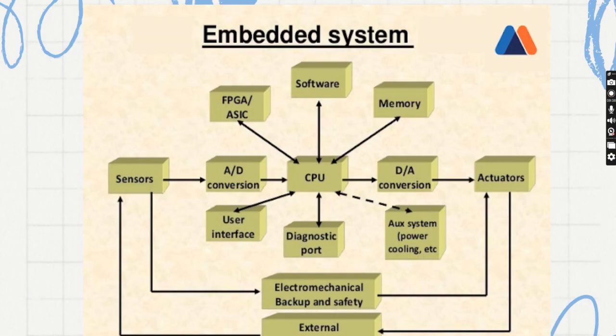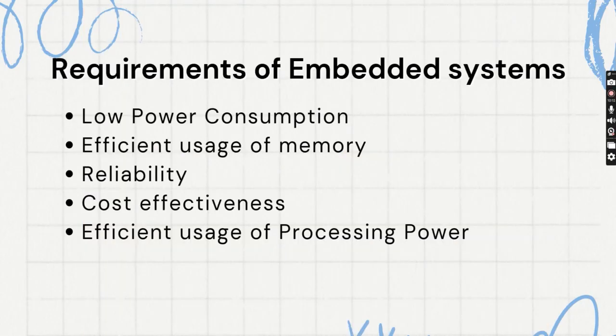And the most important part is the software. Software is used to control the embedded system, and it is used to program the embedded system according to our need. And the further things we have are electromechanical backup and safety, and the external environment. It supports the whole embedded system. After combining all these functions and blocks, we can define our main system.